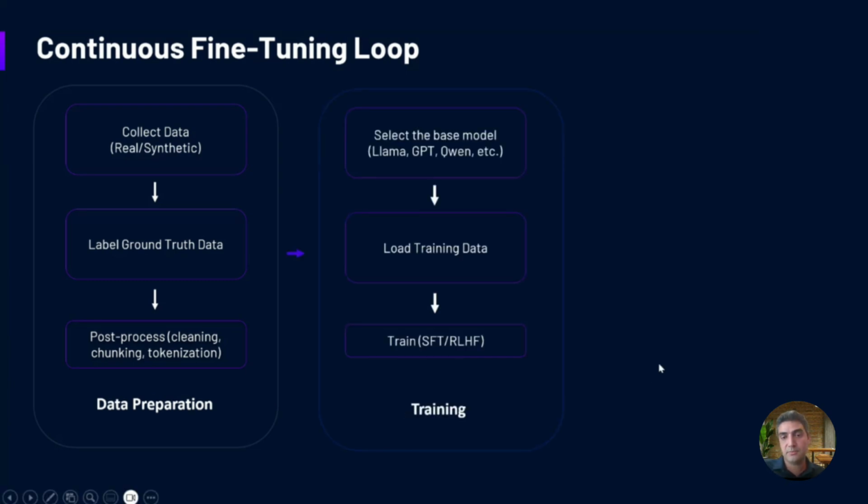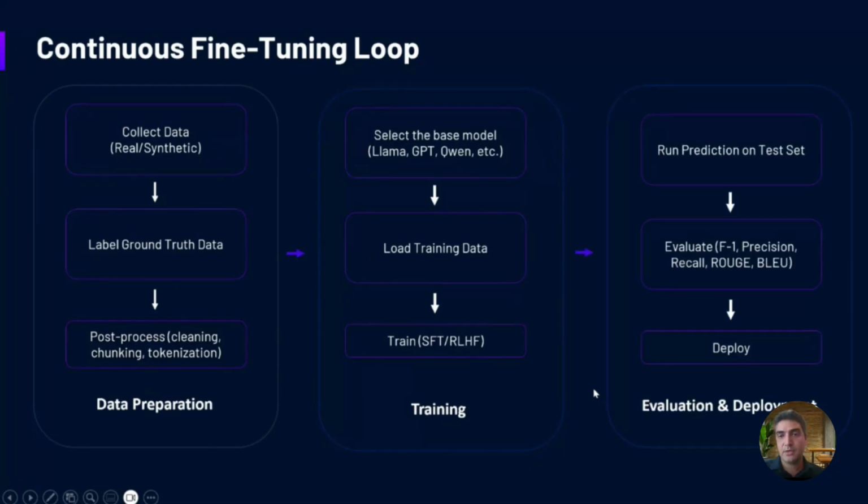So the second step is the training itself. This is actually the easy part. It's really not that hard nowadays. So you start with selecting a base model, like a Llama model or a Qwen model or a DeepSeek model, and then you load the data that you labeled and you cleaned. And then you train the model using supervised fine-tuning, like we mentioned, or reinforcement learning, and then you finish the training.